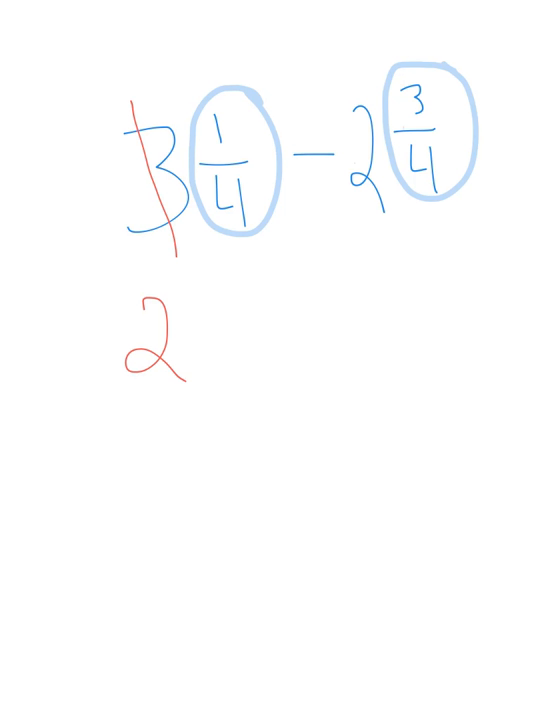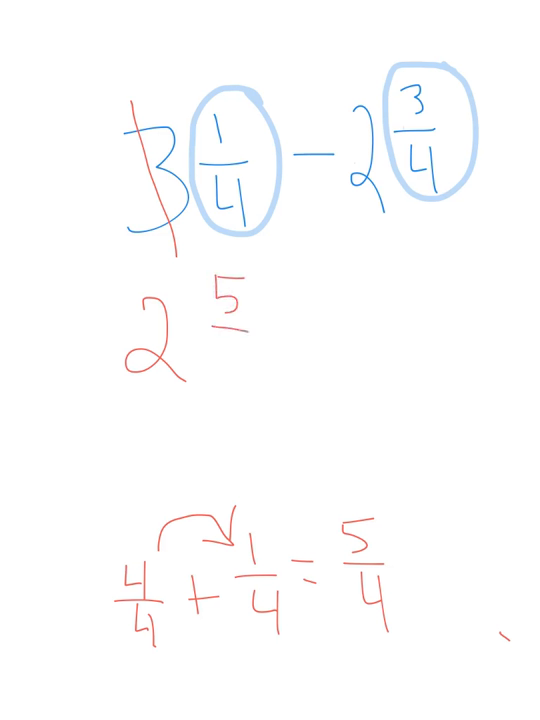So basically what I'm doing is, since I'm dealing with fourths, that's the same as 4/4 plus the 1/4. I kind of have to add that 1/4 back into the 4/4 that I took from the 3. So that ultimately will equal 5/4. So I'm basically rewriting this from 3 and 1/4 to 2 and 5/4. That way I can subtract 2 and 3/4.